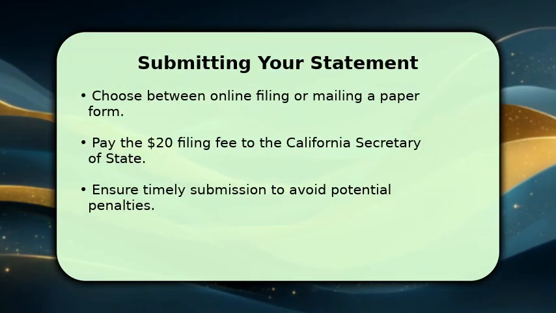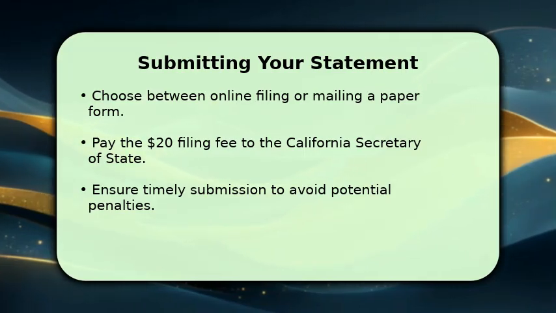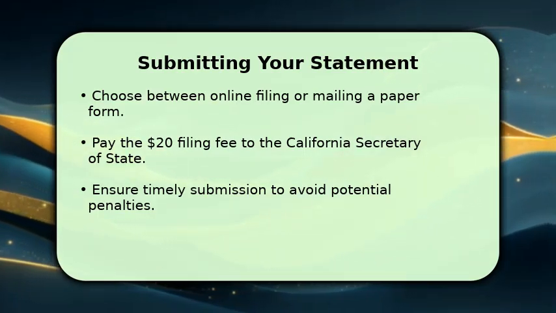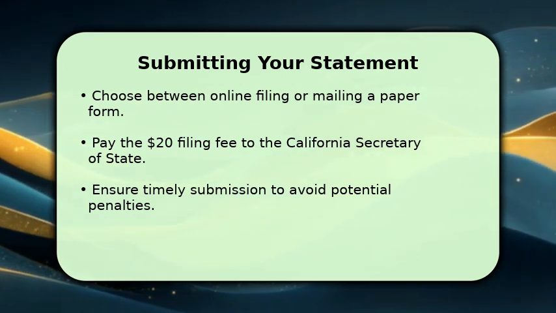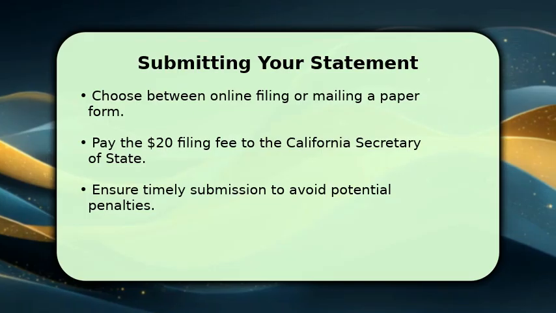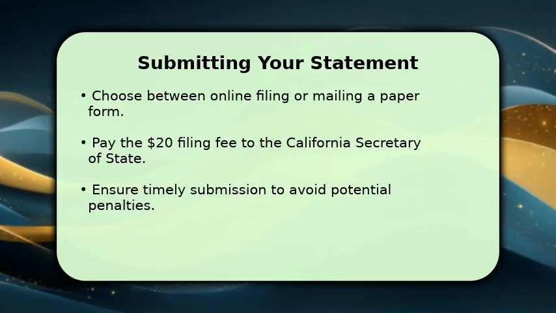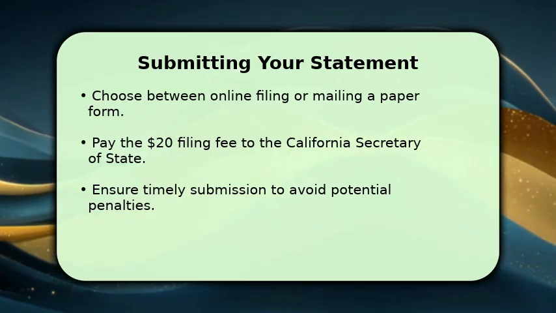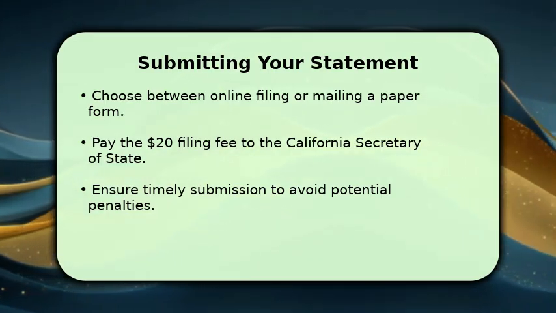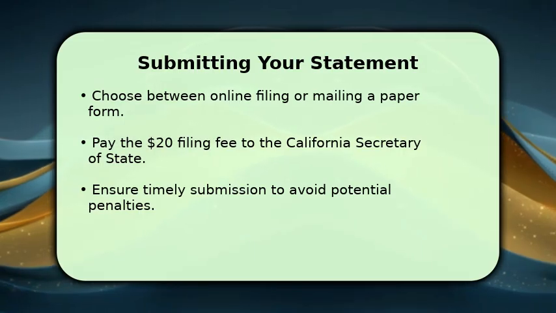You have two primary options for submitting your Statement of Information. You can file conveniently online through the California Secretary of State's website, which is often the quickest method. Alternatively, you may print and mail a paper form. Remember, a $1.20 filing fee is required, so ensure your payment is included or processed correctly to avoid delays or rejection.